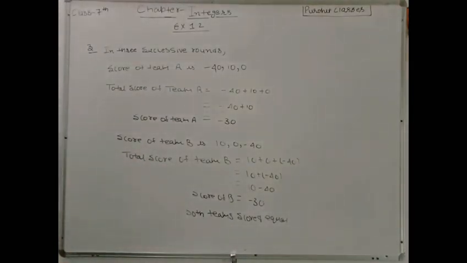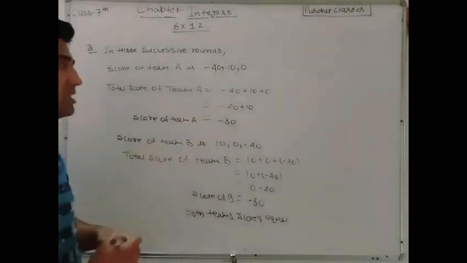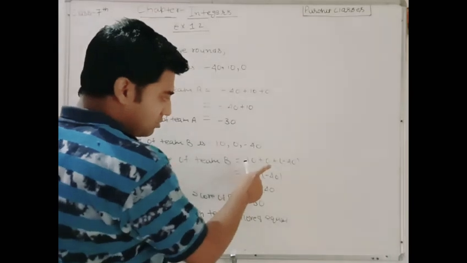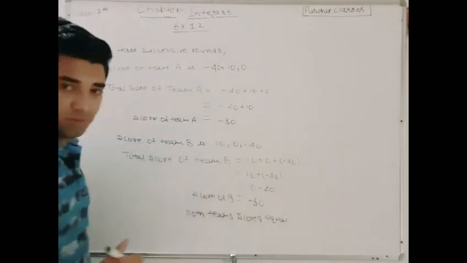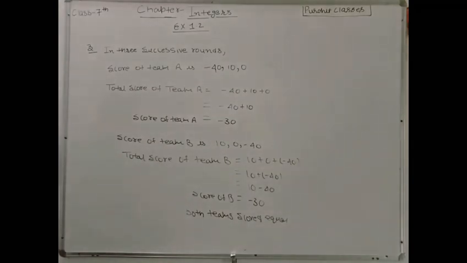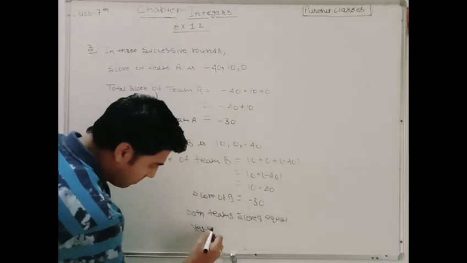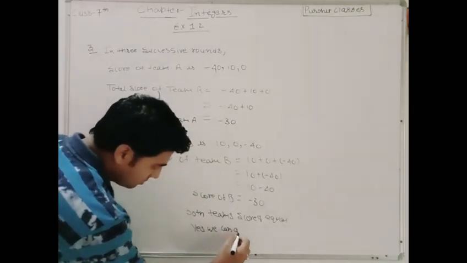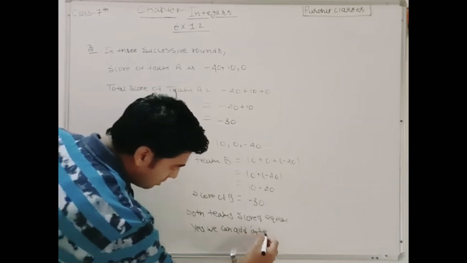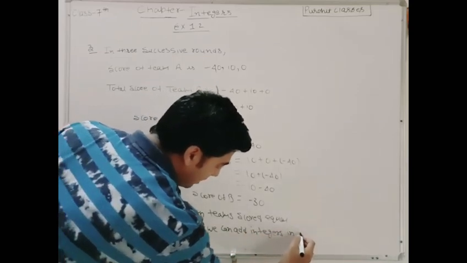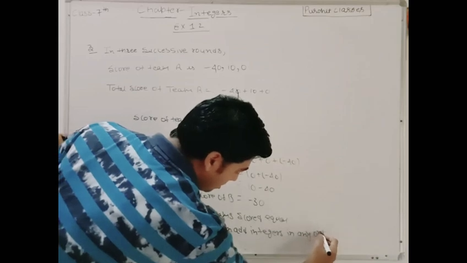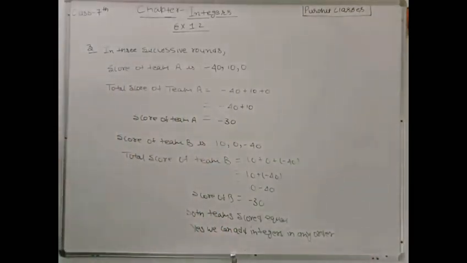Understood? Now next one, can we say that we can add integers in any order? Yes, we can add. You cannot say that first I have to solve negative or positive. We can add integers in any order, meaning we can solve negative and positive together, two negatives together, or two positives together. So the second answer will be yes, we can add integers in any order. Understood? Pause the video and note it down.